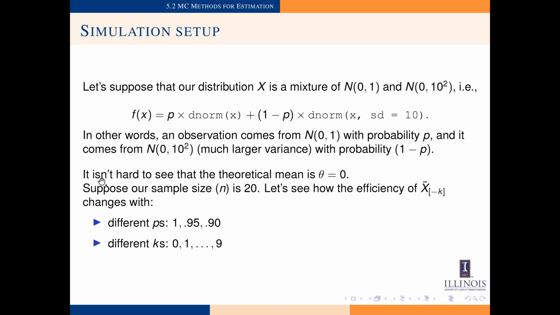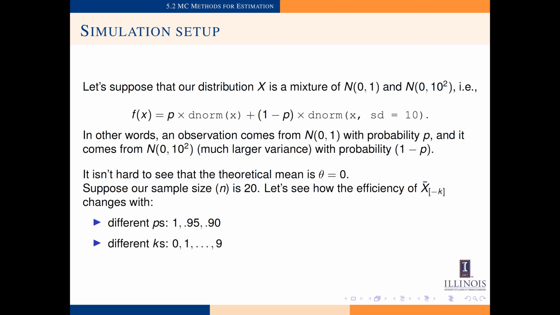The first is the proportion, or the probability, that a sample comes from normal 0, 1. This will be 1 when there's no contamination, 0.95 where there is 5% contamination, or 0.90 when there is 10% contamination coming from the distribution with the larger variance. So we'll try these three different possible p-values. We will also try different k, that is the level of trimming we want to do to calculate x bar. Because our sample size is 20, we'll try all possible k between 0 and 9.